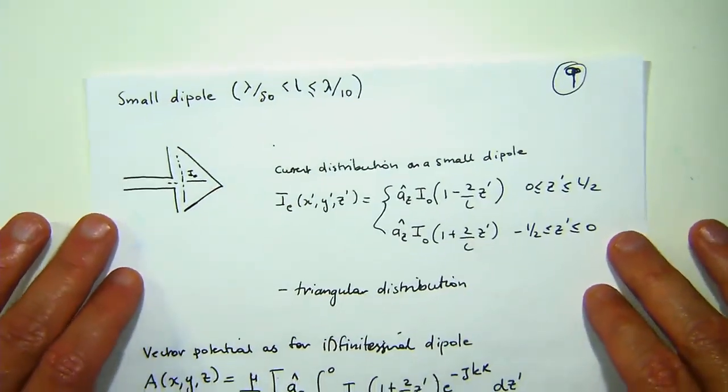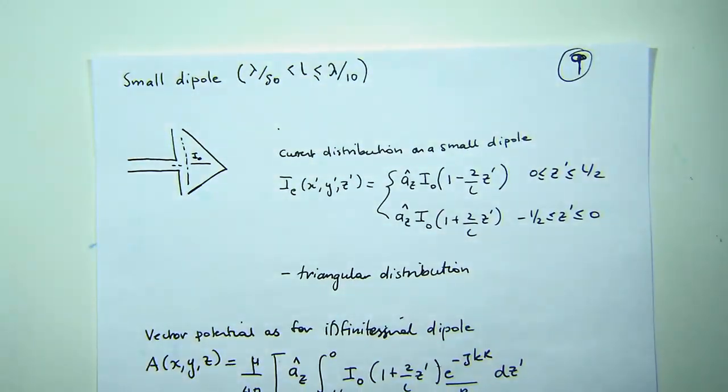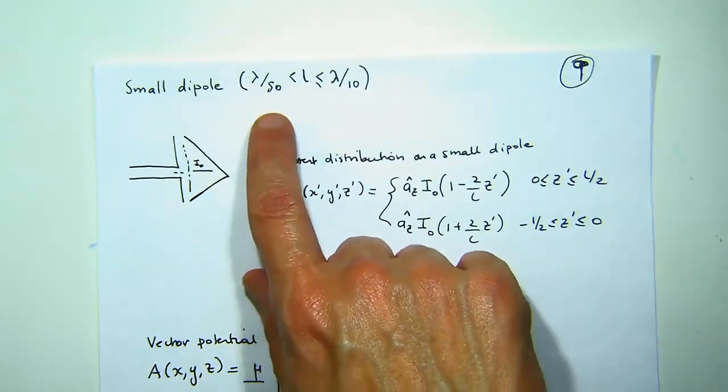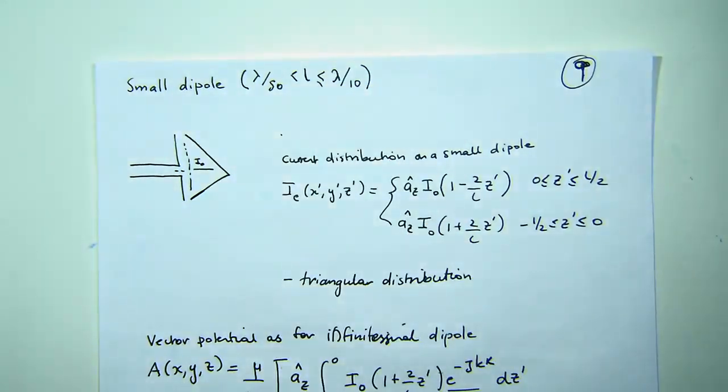Now, what we're going to do is continue a little bit, and I'll bore you for the next few minutes, or maybe the next half an hour, and talk about what the radiation pattern, the fields and the radiation resistance of a small dipole look like. Essentially, our definition of a small dipole versus an infinitesimal dipole is a dipole that's between a 50th of a wavelength and a 10th of a wavelength, right?